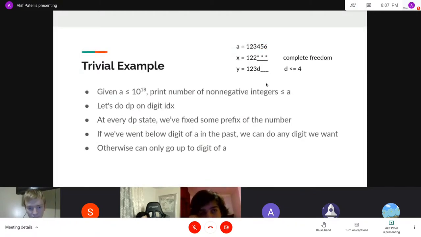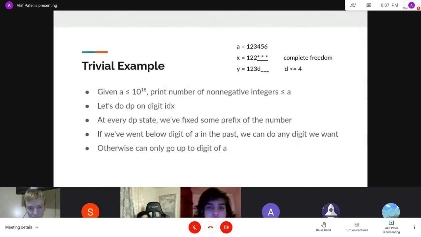Does everyone see what I'm saying here? I'll explain more on how the DP works in a second, but does everyone see what I mean by how restricting the number by A works?